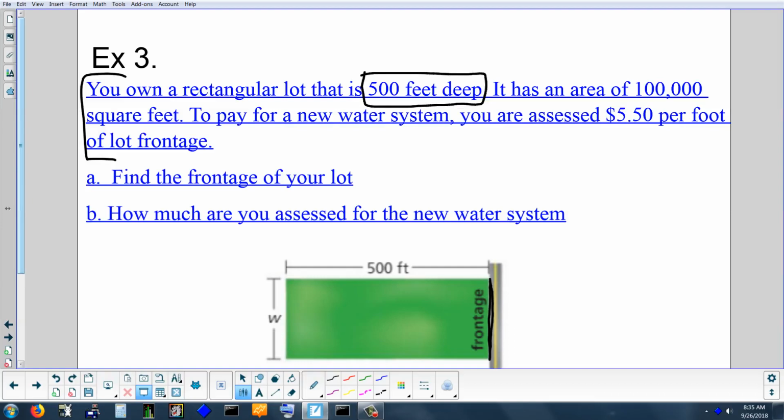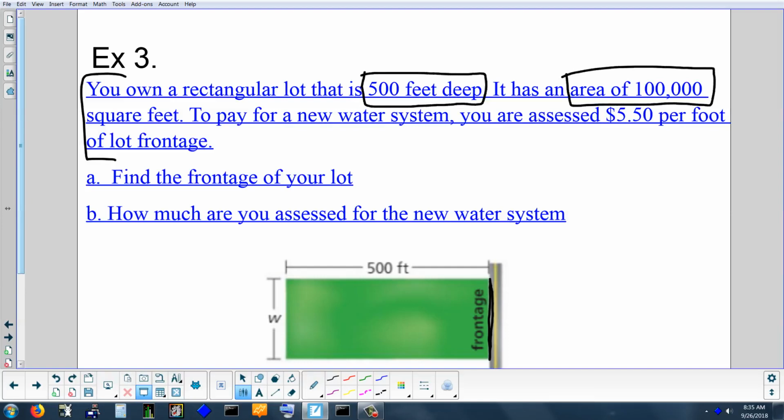Your lot is 500 feet deep. All right, what else? Savannah? It has an area of 100,000 square feet. Yes, that's important. Area of 100,000 square feet. So we're going to need a formula to do this problem.